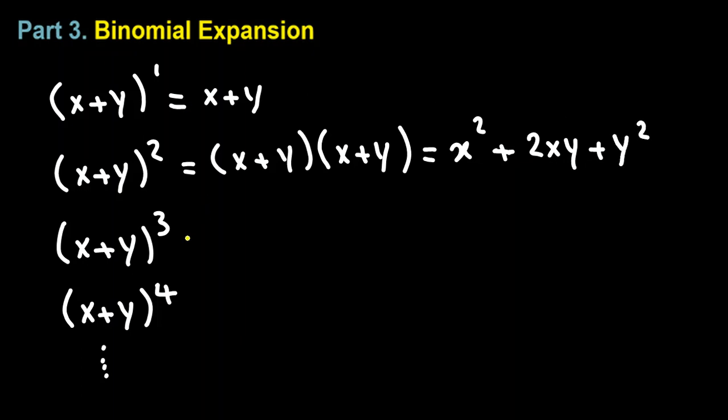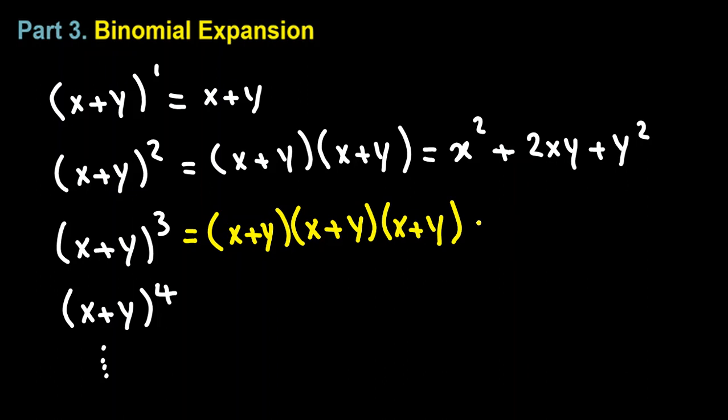Now let's calculate the third one. You have x plus y cubed: x plus y, x plus y, x plus y. So for x cubed, it's easy. You say I should select x from all sides. If you want to find the coefficient of x squared y, you say, okay, I should select x from two parts and y from the other part. So here you have three parts. You want to select two of them.